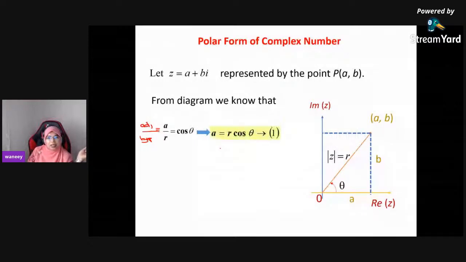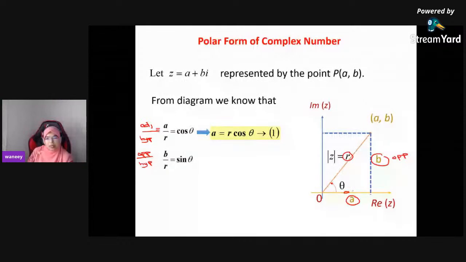For the sine, sine is the opposite over the hypotenuse. So this is opposite over hypotenuse. So this is b, the opposite of theta, is b over the hypotenuse r. So this is opposite, adjacent, hypotenuse.